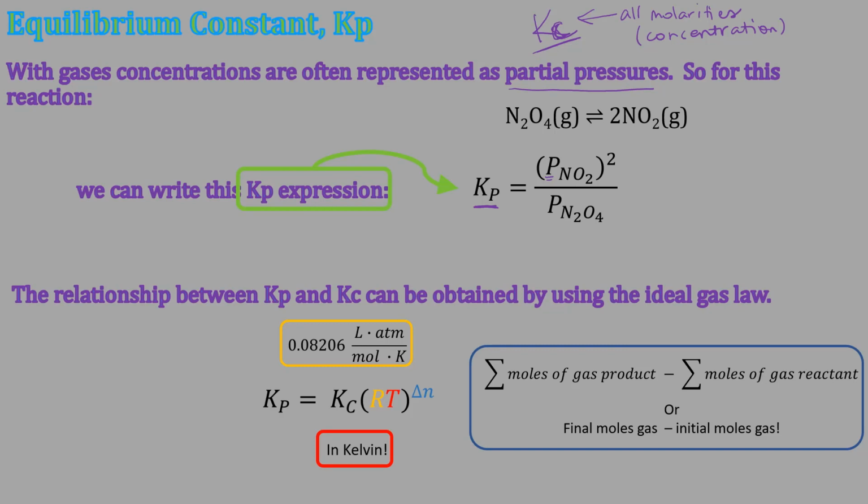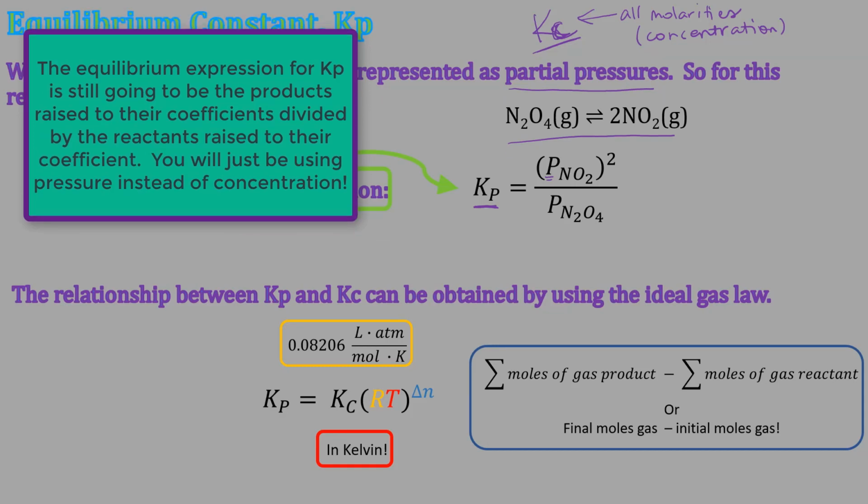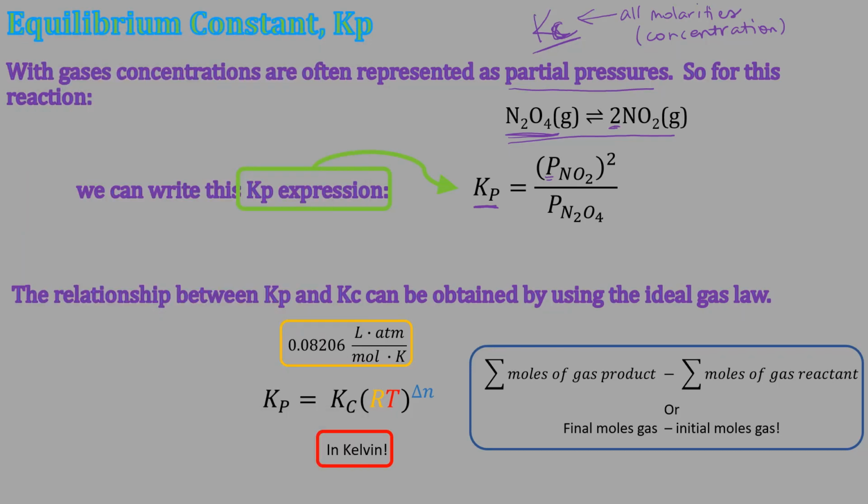So for the equilibrium expression for this reaction, we would have the pressure of NO2, and then that would be squared because we have two of these, divided by the pressure of N2O4 raised to the first power because there's only one. So it's the exact same thing, but instead of brackets. Kc for this reaction would be the concentration of NO2 squared divided by the concentration of N2O4. But these would have to be molarities, while these can be pressures in atm, or atmospheres.